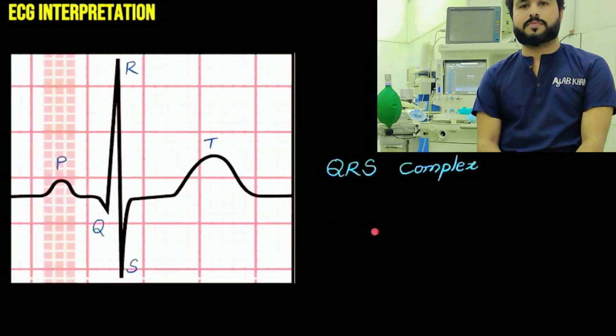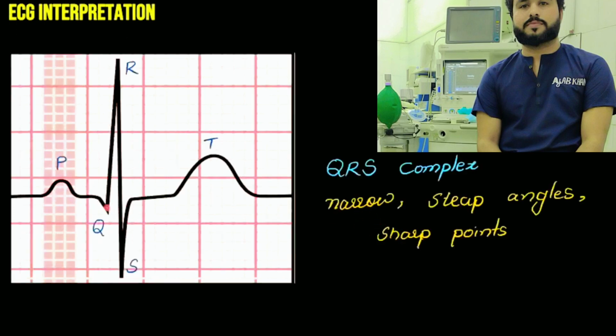Now coming to QRS complex, a normal QRS complex should be narrow. Narrow means that it should be less than 3 small boxes. A normal QRS is narrow. It has steep angles and sharp points. That is a normal QRS. A wide QRS is abnormal. We will discuss this in those abnormal rhythms, like V-tach. There will be wide QRS complexes.